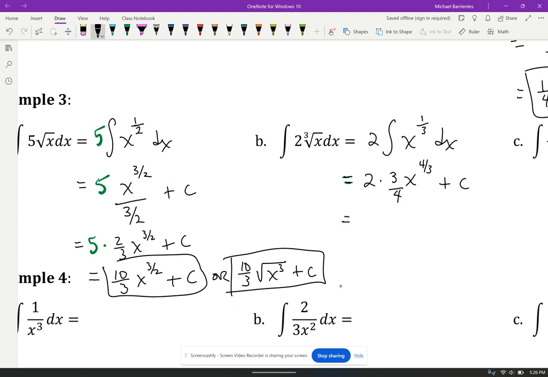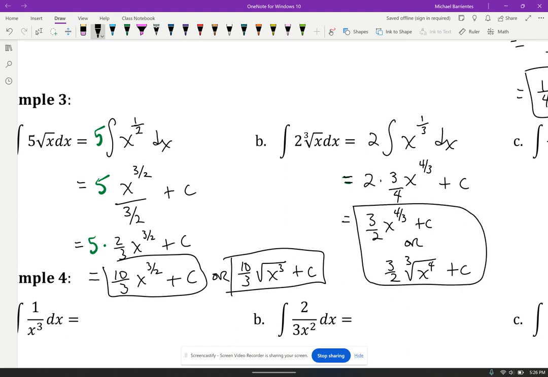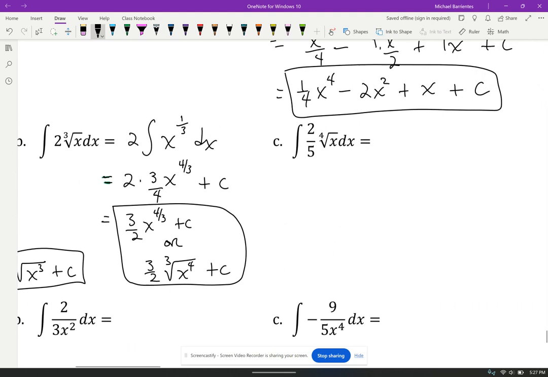If we clean it up a little bit, I can reduce the 2 with a 2 here, and I'll be left with 3/2 x to the 4/3 plus c. Or I could also write it as 3/2 cube root of x to the 4th plus c. Either one of these is correct. The derivative of either one of these is 2 times the cube root of x. All right, so be careful when you have fractional exponents. I think you understand the nature of this.